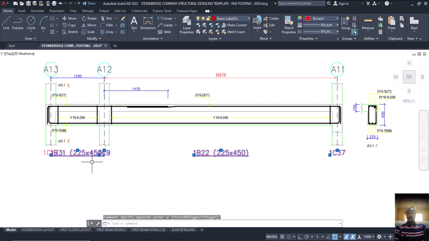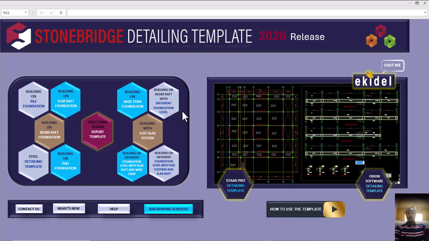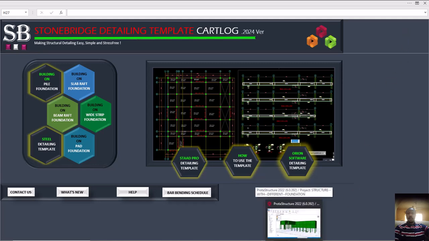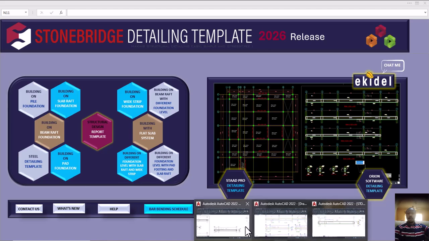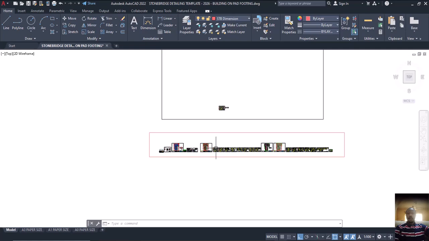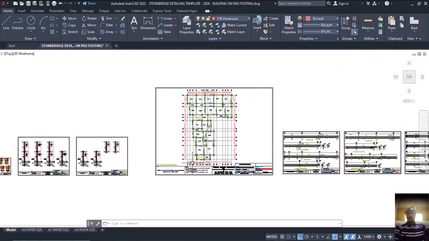So you can now see the difference between Protastructure, between Stonebridge 2026 and that of Stonebridge 2024. So this is the reason why it's very important for you to get this particular software, aside from the other things that have been added. Because if you look at the pattern of this, you can see that it's different from that of the 2024 version.